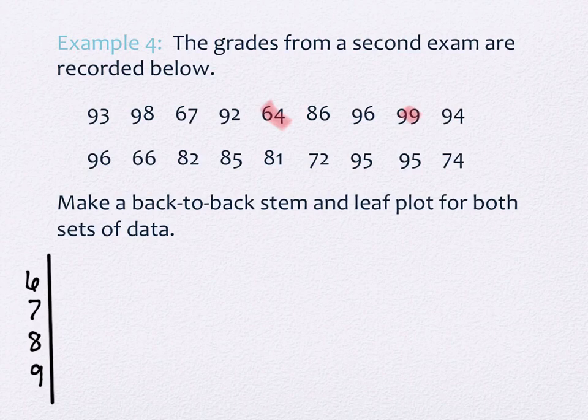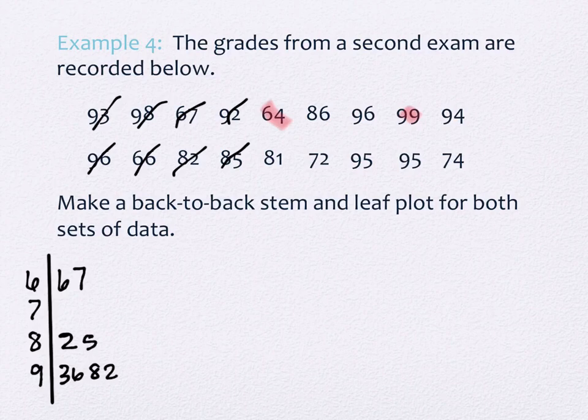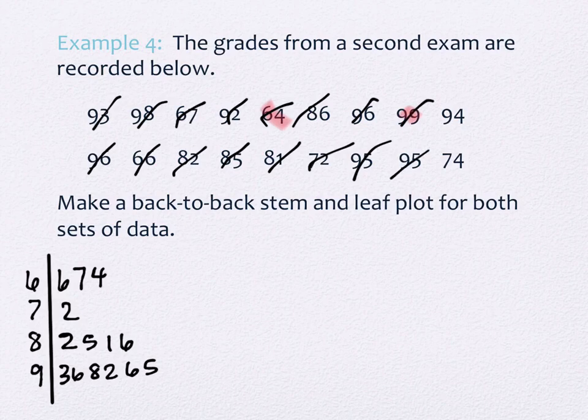I'm going to go down the list. I'm going to go top to bottom this time. So 93, 96, 98, 66, 67, 82, 92, 85, 64, 81, 86, 72, 96, 95, 99, 95, and finally 94, 74.